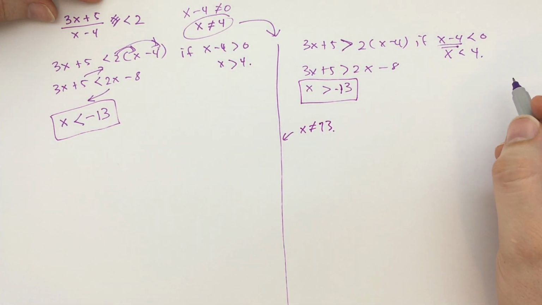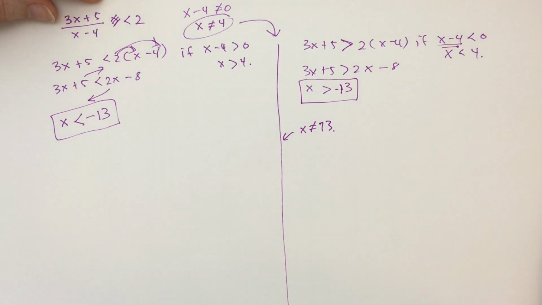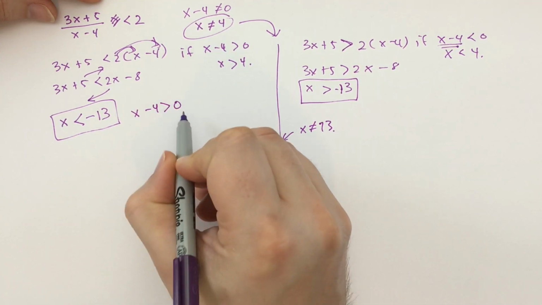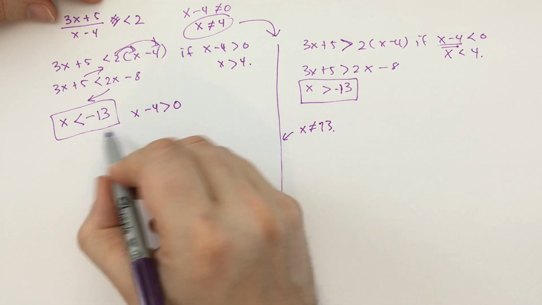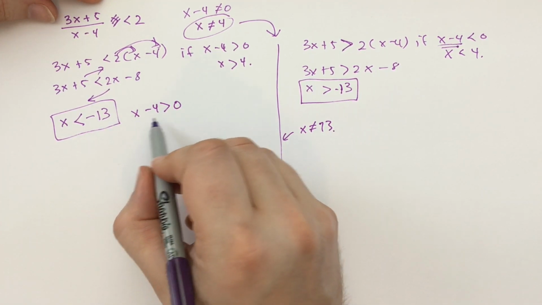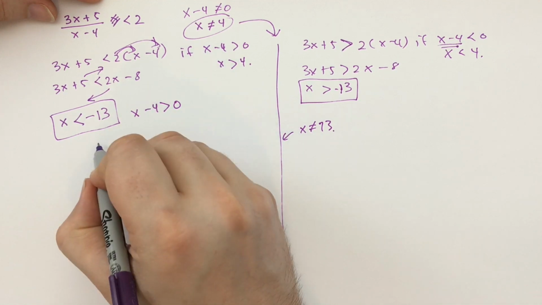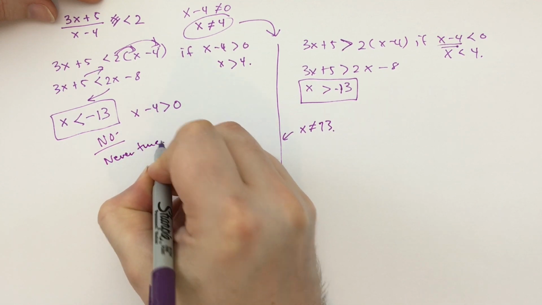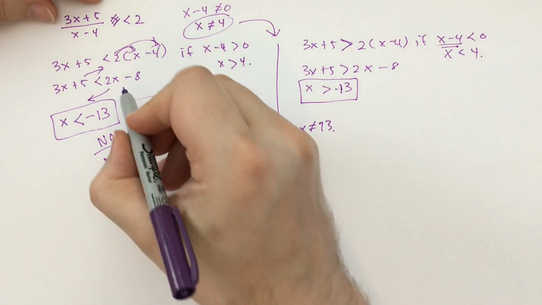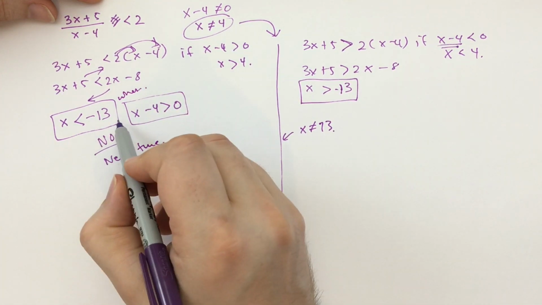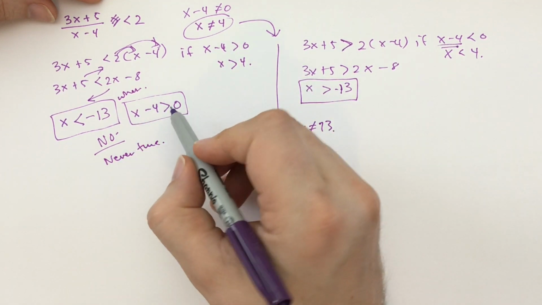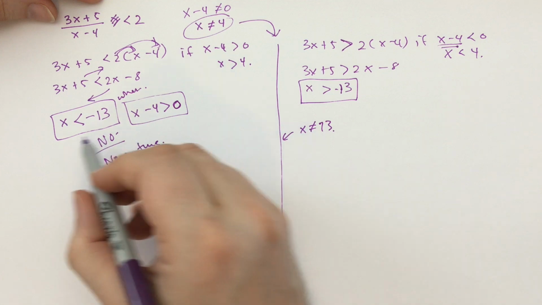Okay? But wait a minute, hold on. This is only true when x minus 4 is greater than 0. Well, if x is smaller than negative 13, is it ever the case that this is going to be true? So no. This is never true. This is an important subtle thing to remember. If x is smaller than negative 13, you're going to start at negative 17 and go down from there. You're never going to have a number that's positive. So this is never true.